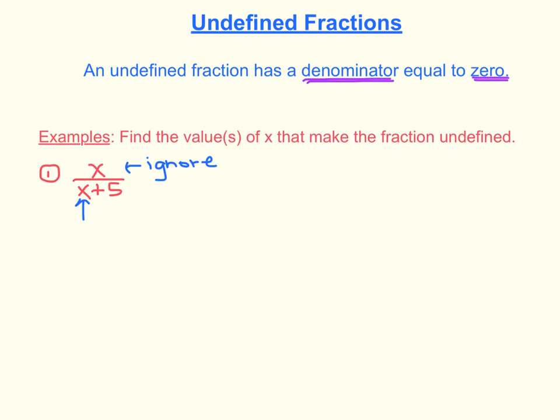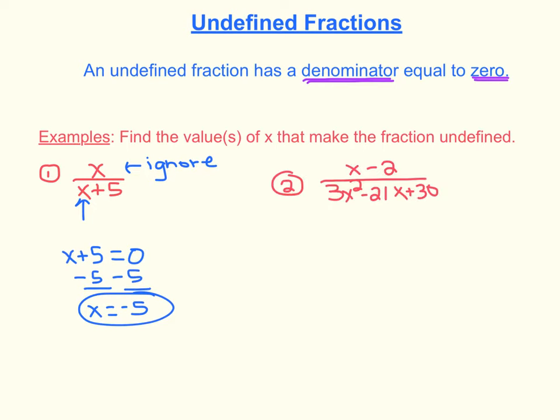I mean, if you wanted to make an equation to show this, you could just take the denominator, set it equal to 0, and solve. So we wind up with x equals -5. This is the value that makes our fraction undefined. Now, if we look at number 2, this one may not be as easy to just look at and say, oh, here's my value of x that makes the denominator undefined.